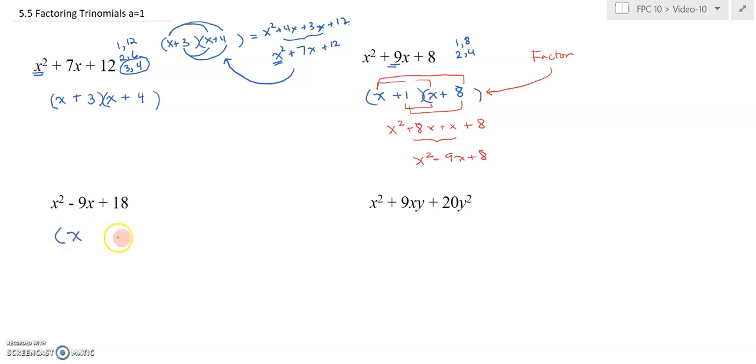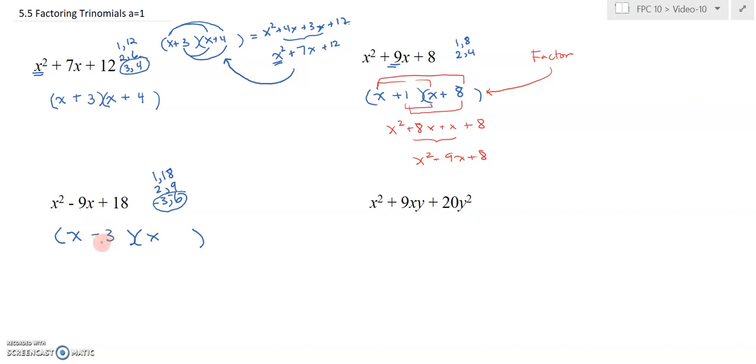X squared gets split into x and x. 18, well, I got lots of choices again. 1 and 18, 2 and 9, 3 and 6. Which one of those is going to get me to negative 9? Oh, this time it's negative 9. Since that's negative, I know the outer and the inner have to add to a negative. And since both of them have to be the same, since it's positive 18, they're either both positive or both negative. So since that's negative, they have to both be negative. So I can see that negative 3 and negative 6 is going to get me to negative 9.